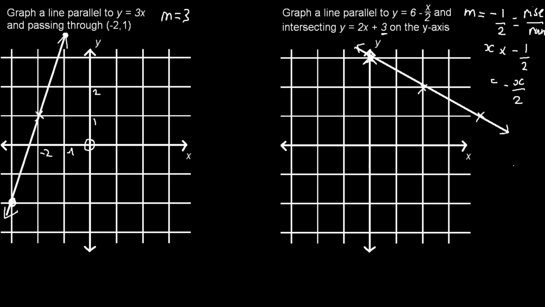That's it for today. So we just needed to look at two pieces of information, a coordinate and a gradient for both of these questions. They look a little bit different, but we still need to get the same information out of them.